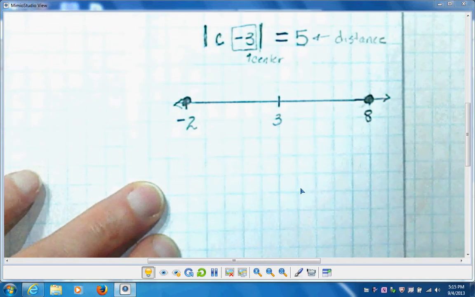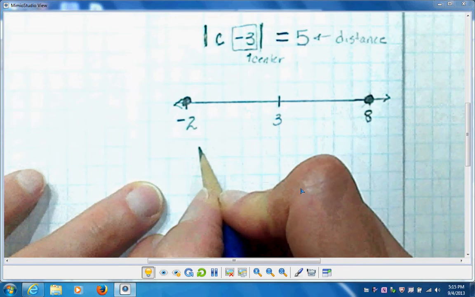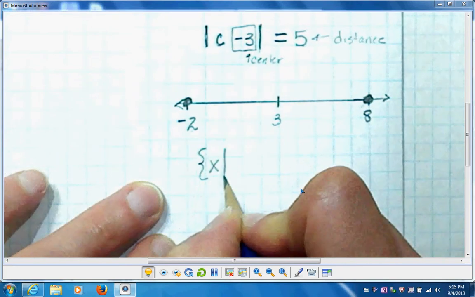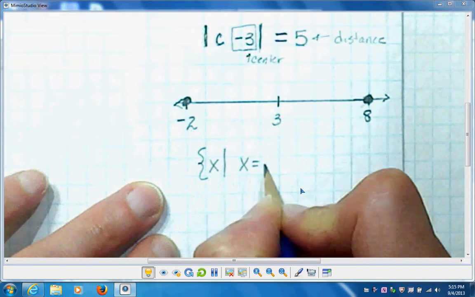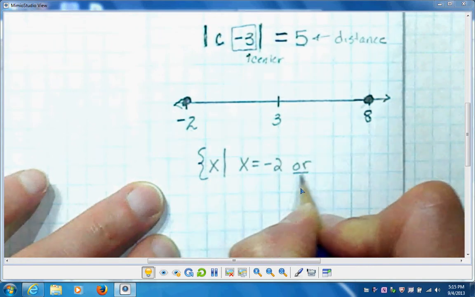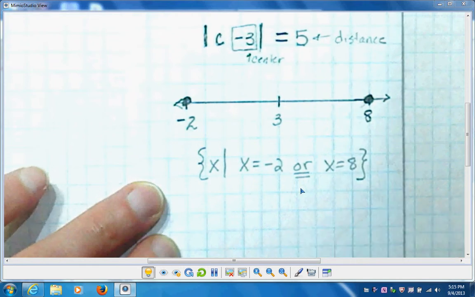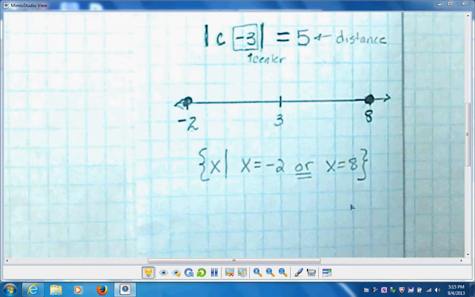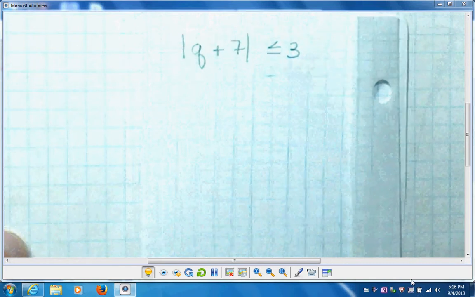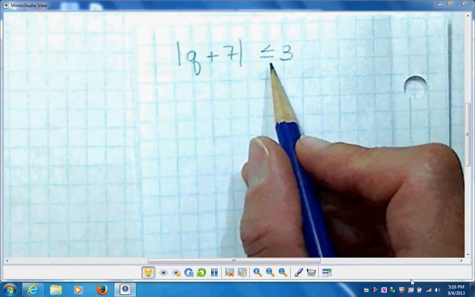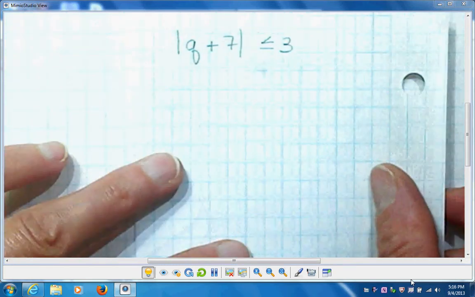So if I were going to write this in set builder notation, I would say the set of x such that x equals negative 2 or x equals 8. And there's my solution. So let's try an inequality. Here we go. We have the absolute value of q plus 7 is less than or equal to 3.